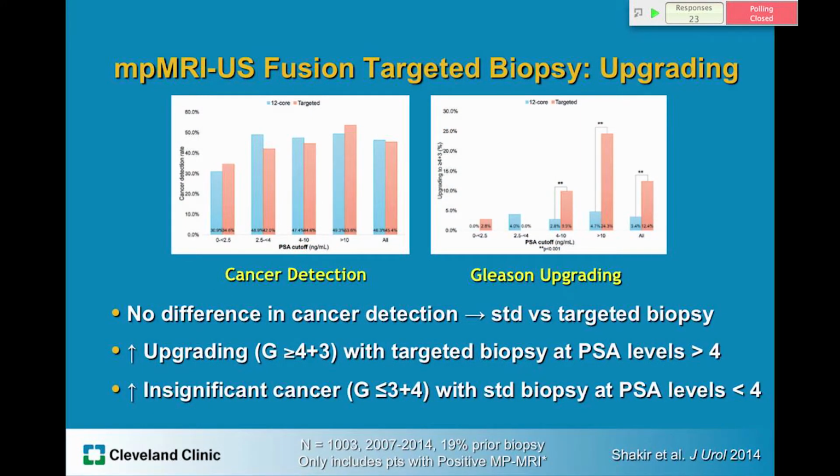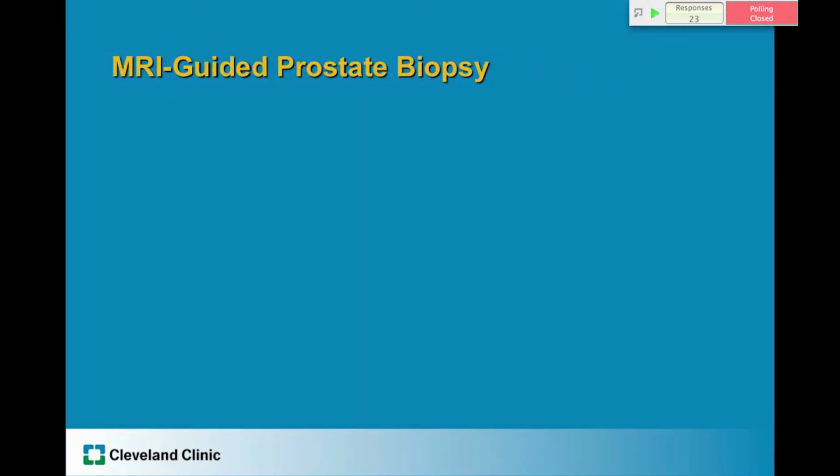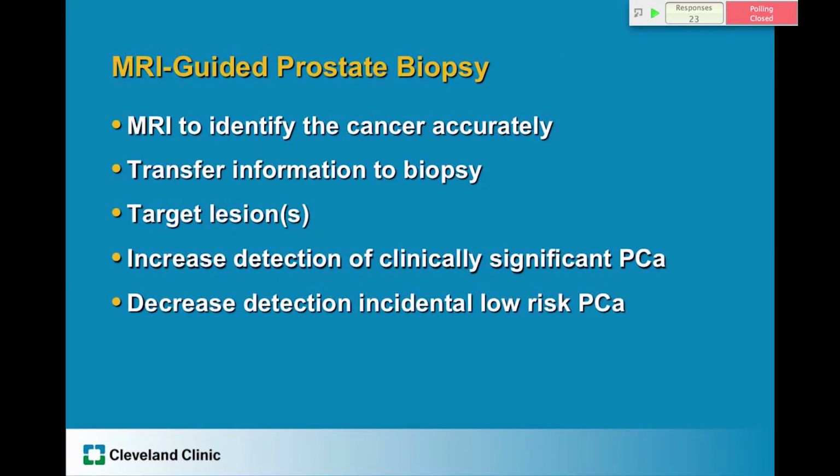This study looked at what PSA value would you expect MR-guided biopsy to upgrade or upstage the tumor. And they found that if the patient's PSA was greater than 4, MR-guided biopsy significantly upgraded tumors. So that's where it was probably the most useful. In PSAs less than 4, standard biopsy increased the diagnosis of clinically insignificant prostate cancers, excuse me.